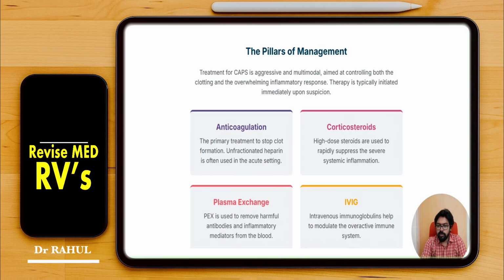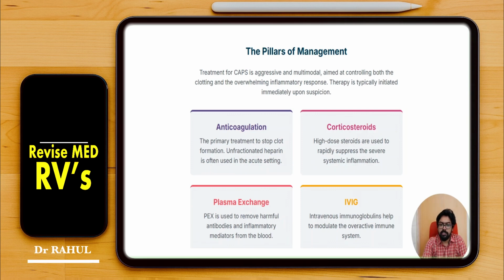And corticosteroids, that is high dose corticosteroids, to suppress the severe systemic inflammation, that is the cytokine storm we have to tackle. Then you can use plasma exchange to remove the harmful antibodies and inflammatory mediators from the blood, or IVIG to help modulate the overactive immune system.